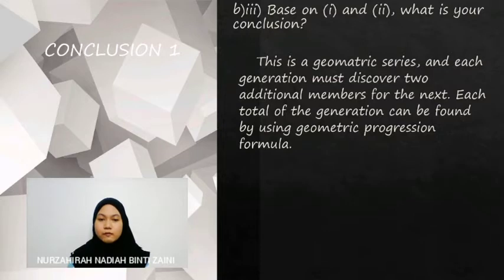The conclusion for question 1 is, this is a geometric series and each generation must recruit 2 additional members for the next. The total of each generation can be found by using the geometric progression formula.